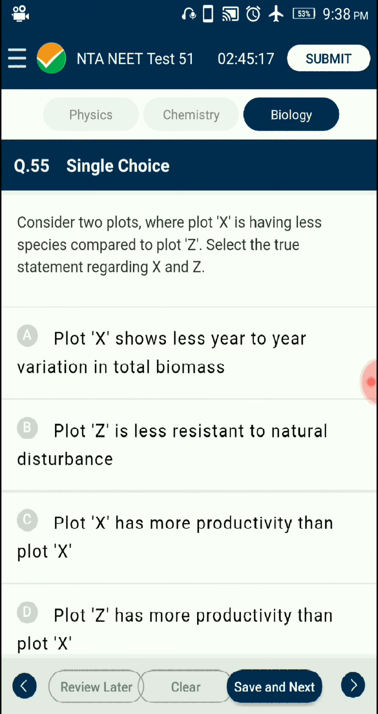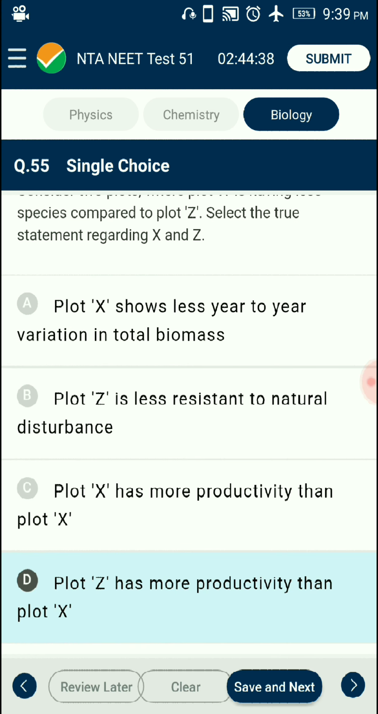Question number 55. Consider two plots where plot X has fewer species compared to plot Z. Select the true statement regarding X and Z. Biodiversity can be said to be the measure of the complexity of interactions between organisms and the ecosystem. The greater the number of species, the more interactions, which supports biodiversity. It also helps an ecosystem or a habitat to survive and adapt to environmental stress. This will increase the biomass of the particular ecosystem, thus making productivity high. Hence plot Z will have more productivity than plot X. So the answer is option D. Plot Z has more productivity than plot X.